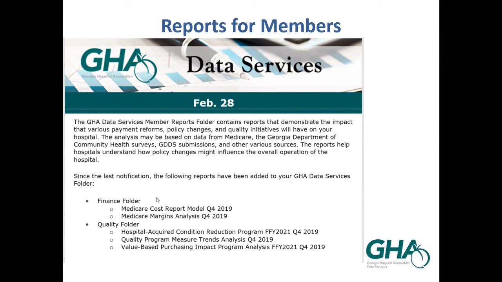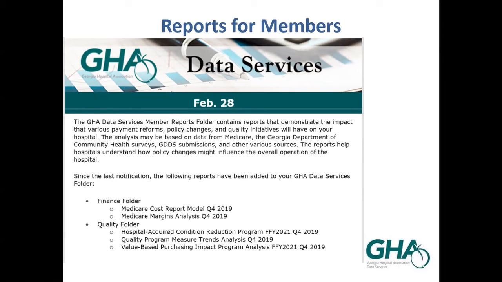Okay, well, I'll jump to the reports that we just uploaded and submitted out last week. There are some new ones that we've posted. I'll start with the quality folders right now because we'll ask a question on the finance ones. Three of them that we just posted are all based on fourth quarter HCRIS data from 2019. It's the earliest we can get. And they're all related to the federal fiscal year 2021. Those are the hospital-acquired condition reduction program, value-based purchasing impact program, and then the quality program measure trends.